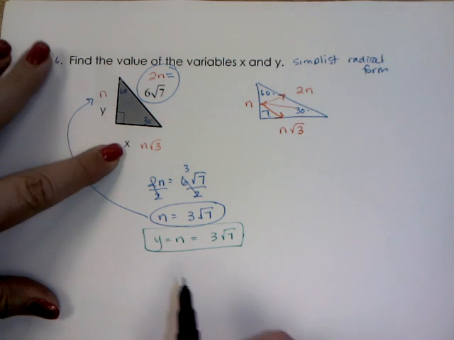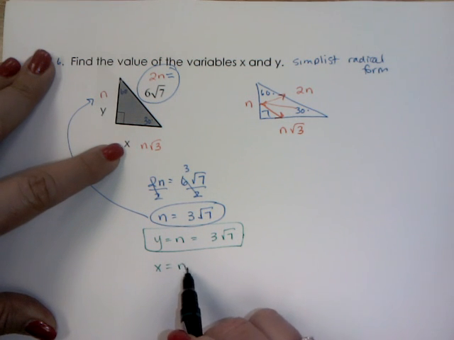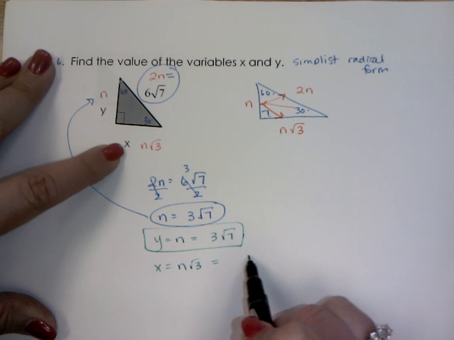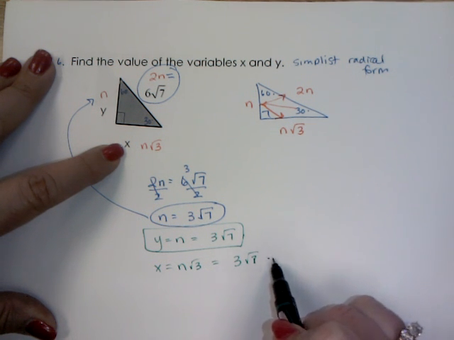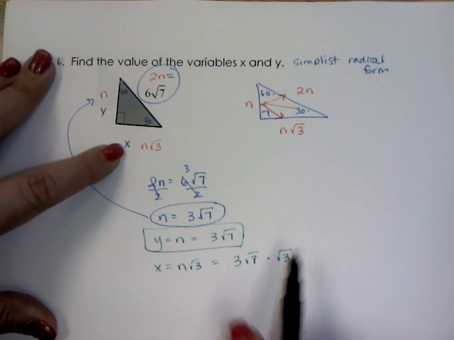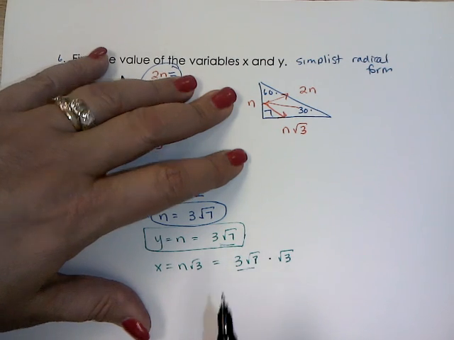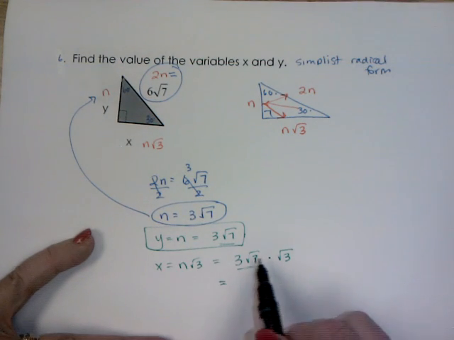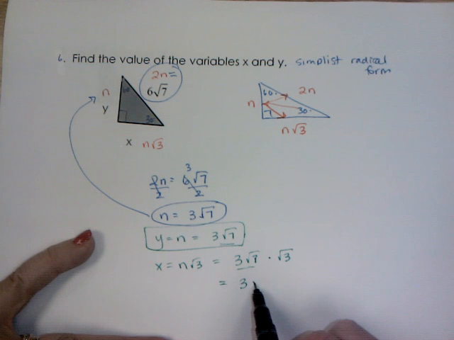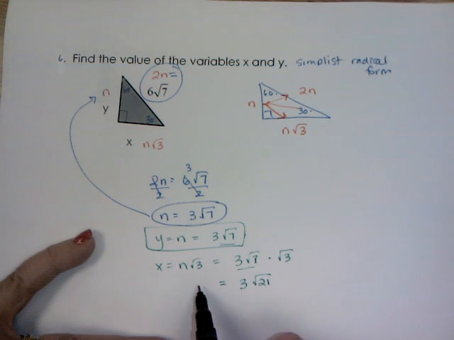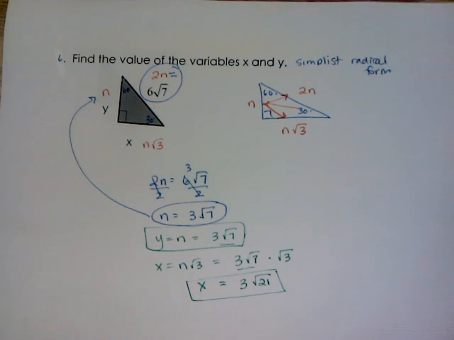Then we know that X equals N square roots of 3. So that's 3 square roots of 7 times the square root of 3, because N is 3 square roots of 7. So that piece right here replaces that piece right there. So now, again, numbers multiply numbers, radicals multiply radicals. So X equals 3 square roots of 21.